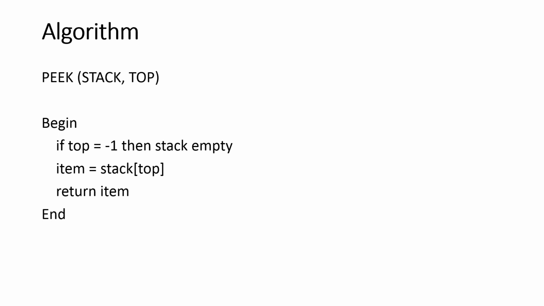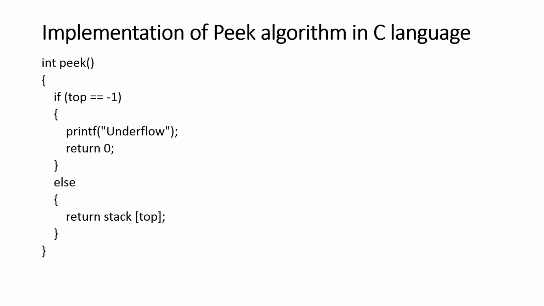So this algorithm: begin, if top is equal to minus 1, then the stack is empty, else top of the stack element is returned. This is the implementation in C language. If top is equal to minus 1, print underflow, else return the element. So it is very simple. These 3 main operations: push, pop and peek.